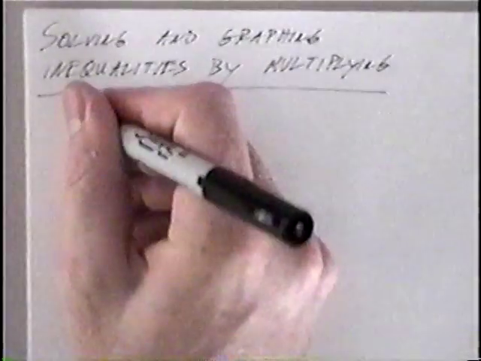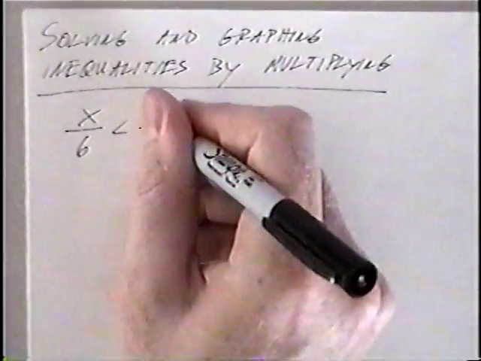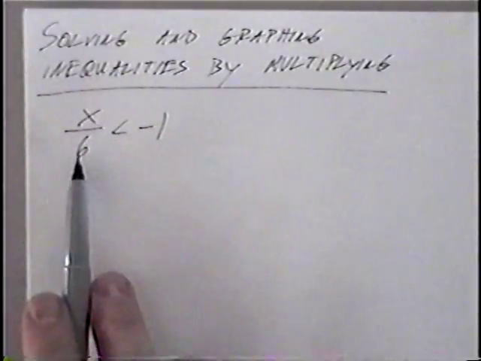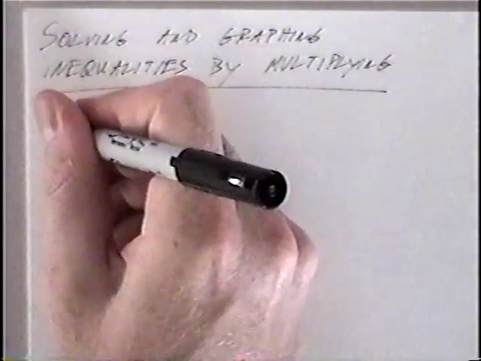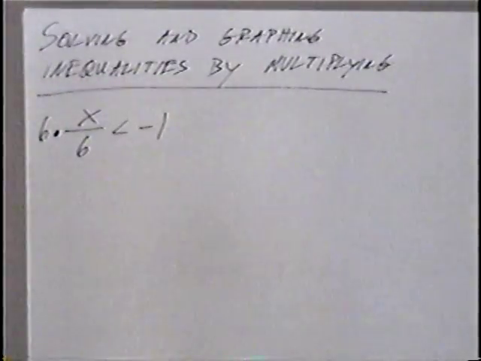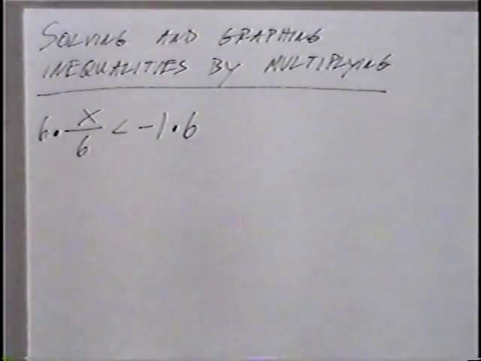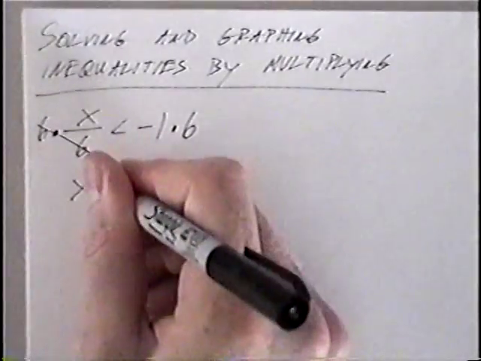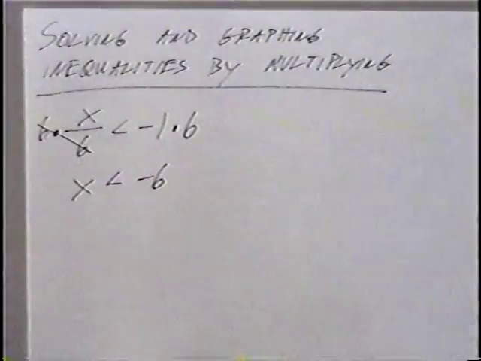First problem is the fraction x over 6 is less than -1. The fraction x over 6 is the same as x divided by 6. If we're dividing by 6, the opposite would be multiplying by 6. And we can do that on both sides. 6's would cancel. X would come down. The inequality would stay the same when you multiply by a positive number, and -1 times 6 would be -6.